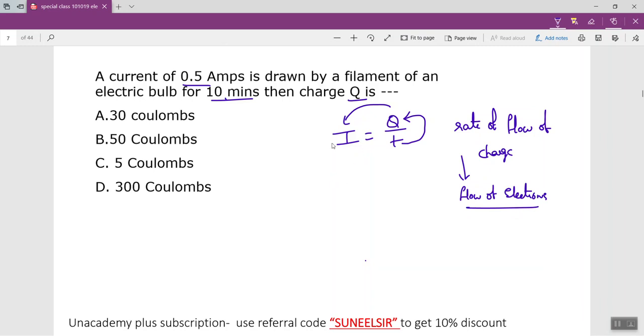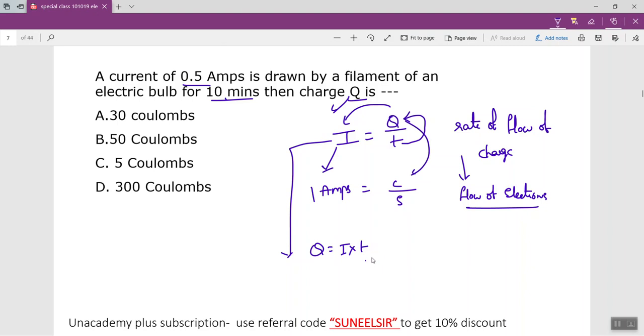From this, we know very well the units of current are amps, units of charge are coulombs, and the units of time are seconds. So 1 amp is nothing but 1 coulomb per second. And here, the very important one, we have to find out the charge: Q is equal to I into T.